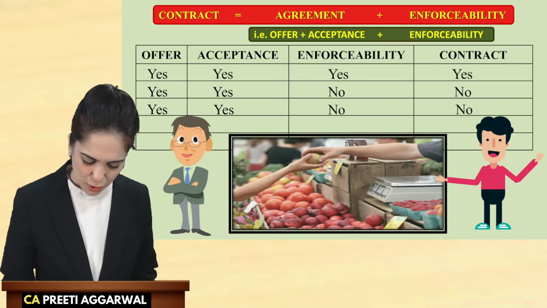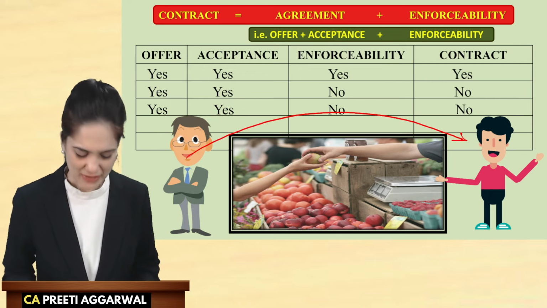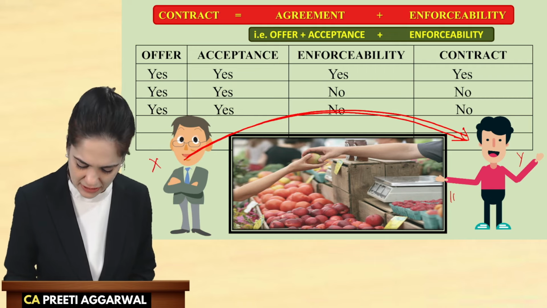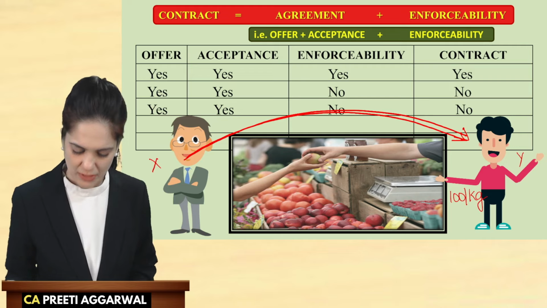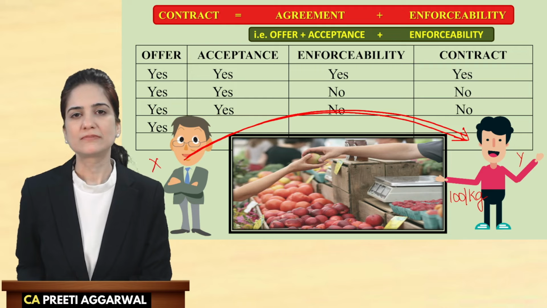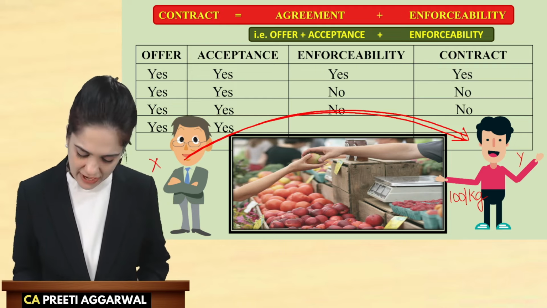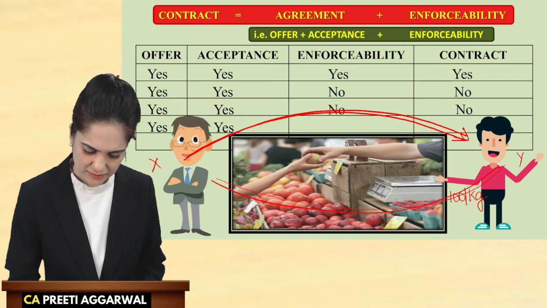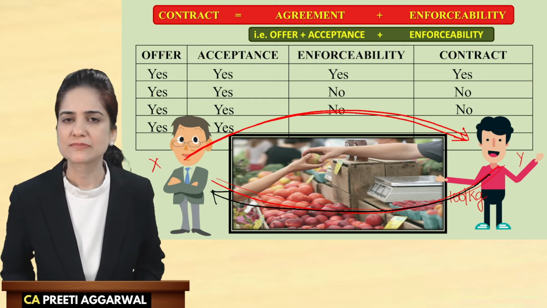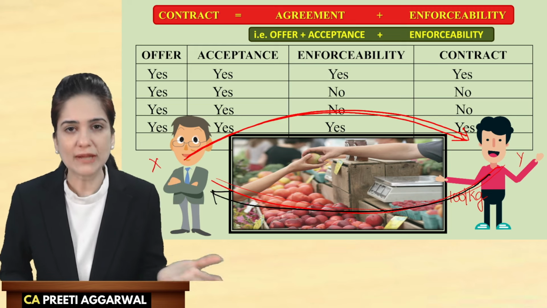X offered to sell onions to Y, or let's say apples, okay? X offered to sell apples to Y and Y agreed to buy it at 100 rupees per kilo. Was there offer? Yes. Was it accepted by Y? Yes. What does it become? It becomes an agreement. Now, Y gave money in advance. But X is not giving apples. Can Y file a case? Yes. Is it a contract? Yes. All elements are present. It's a contract.